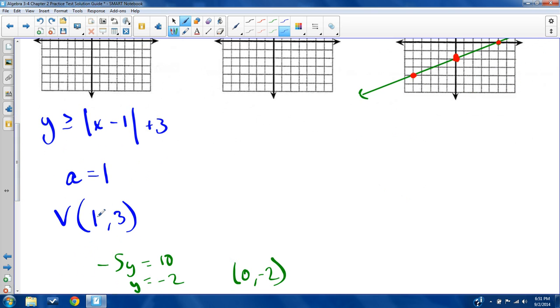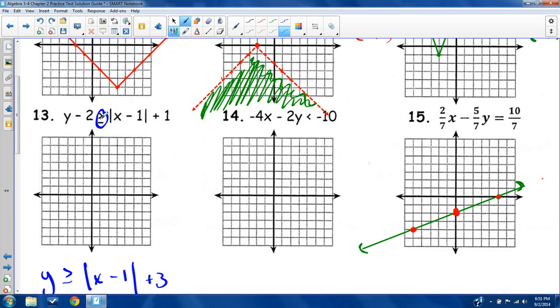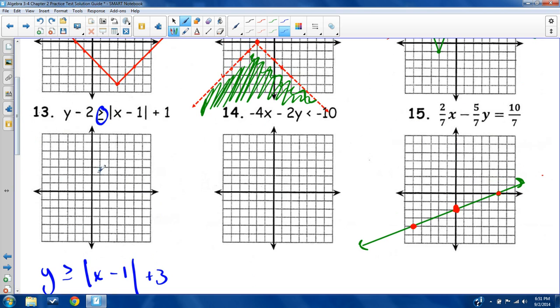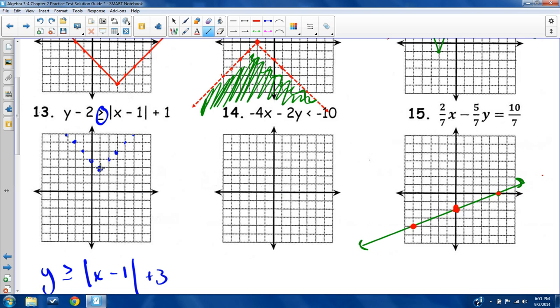So I'm going to start at 1, 3. I'm going to go up 1 over 1, up 1 over 1, and the same thing on that side. We're golden. Now we're not done. We still have to draw the lines, and I still have to make sure that I shade, because this is an inequality. Now, why am I drawing these solid?